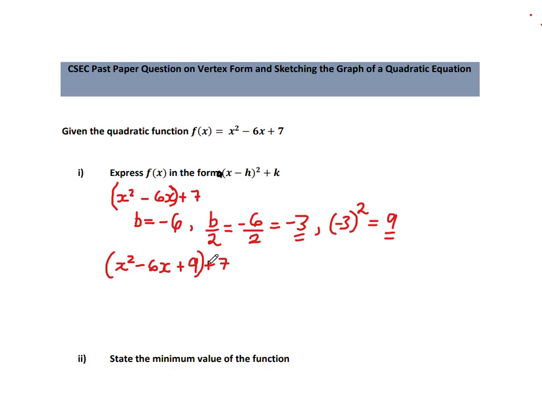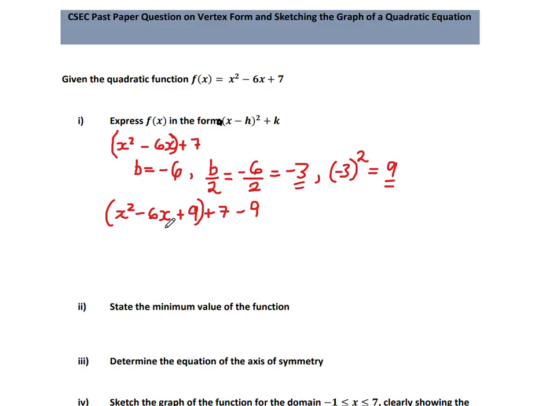And then in order to keep the equation balanced, I will have to subtract 9. Because we added 9 to the variables x squared minus 6x, we have to keep the equation balanced, and in order to do that, we will have to subtract the 9 from the constant that was isolated here, which is the 7. And that now provides us with a balanced equation.